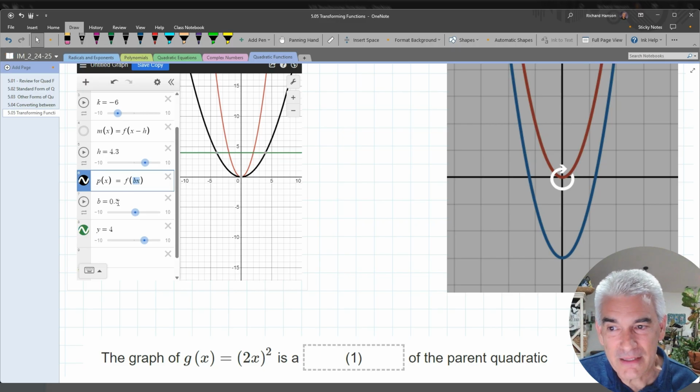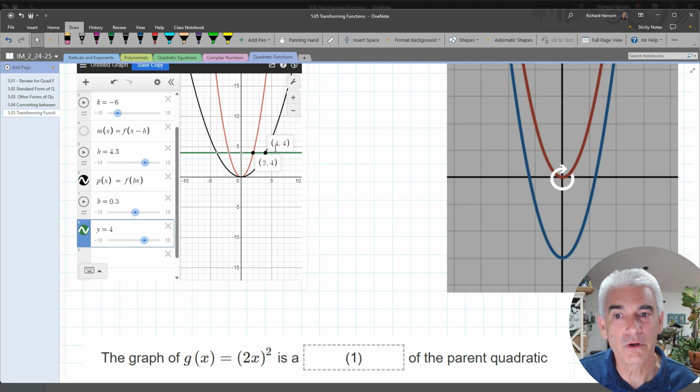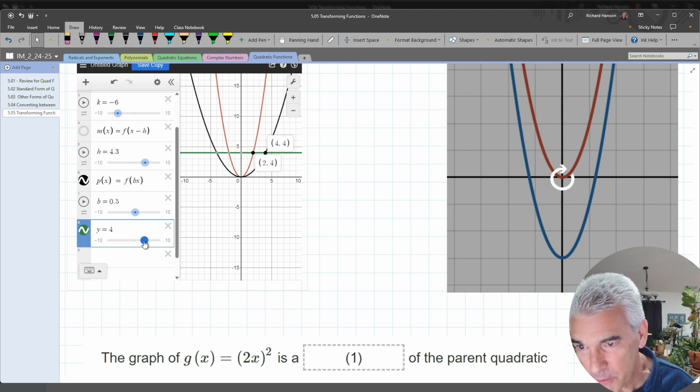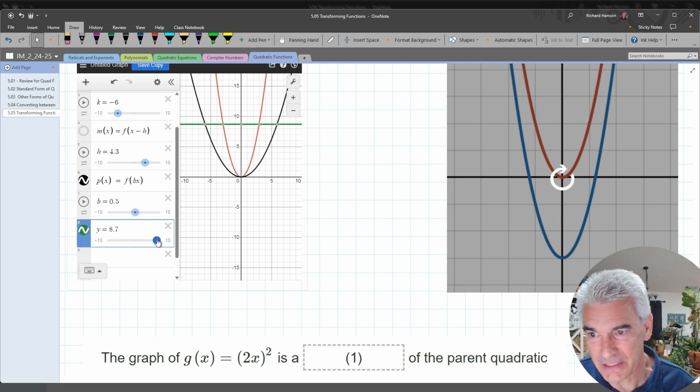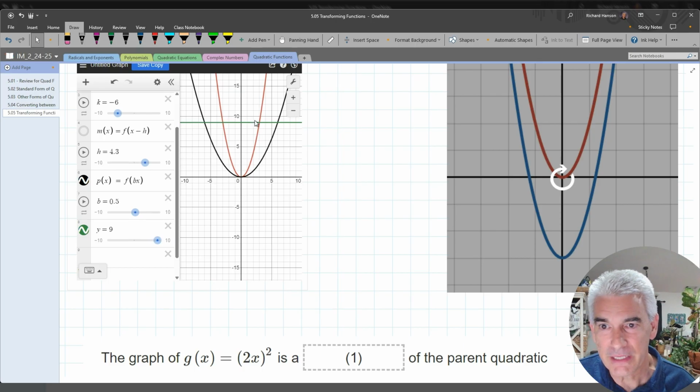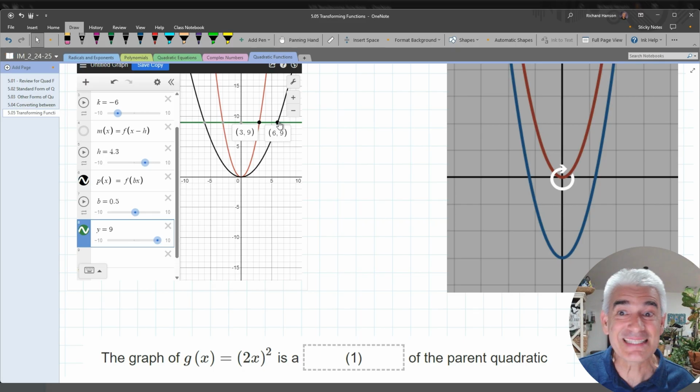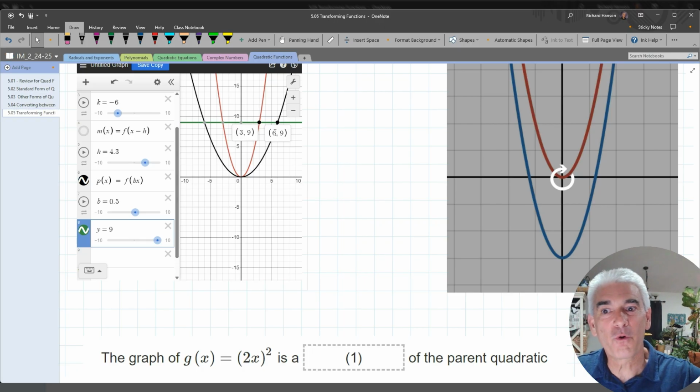So if I'm going to take half of x and then plug it in, this point here is now shifted to 4. Same y coordinate, but I need an x value that's twice as big. If I move this up to 9, 9's a nice convenient number because it's a perfect square. So here, this is (3, 9). This one is going to have to be (6, 9). It has to be twice as big because the first thing I'm going to do is cut it in half and then square it. So it forces all of my x values to be twice as big.